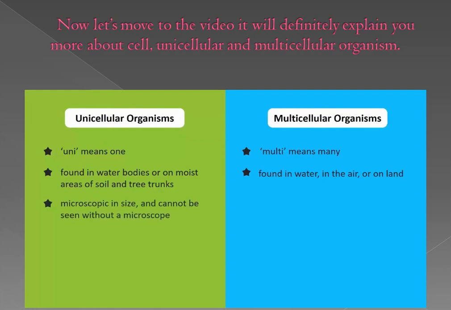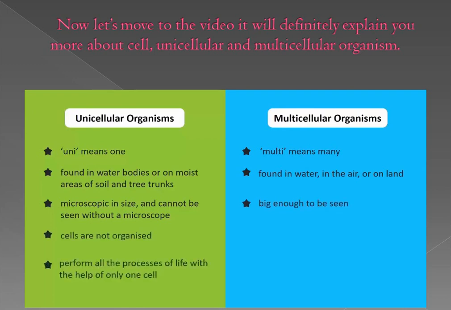Most unicellular organisms are microscopic in size, which means they can only be seen with the help of a microscope. Whereas, most multicellular organisms are big enough to be seen. The cells in a unicellular organism are not organized. They can perform all the processes of life such as moving about, feeding, and respiring with the help of one cell alone. On the other hand, multicellular organisms have organized structure of cells, where each type of cell has a special job to do and supports one another.